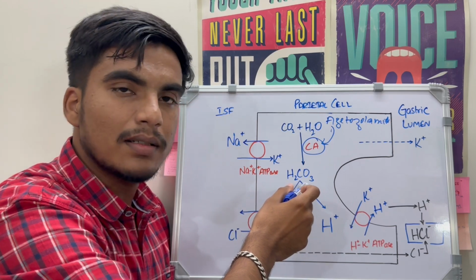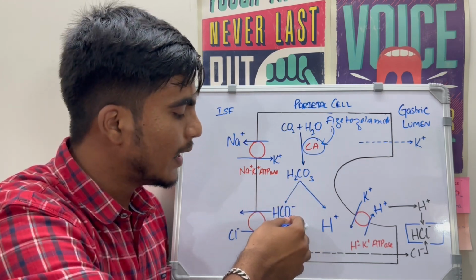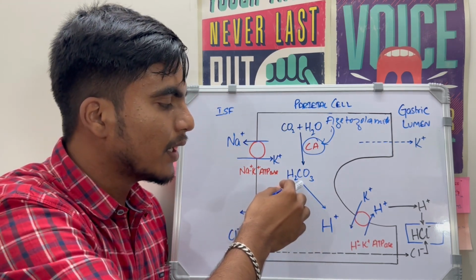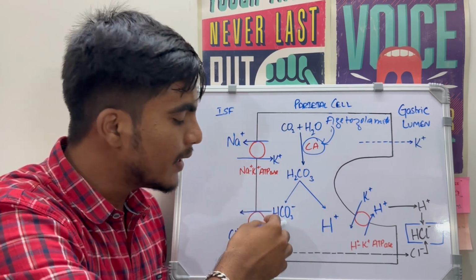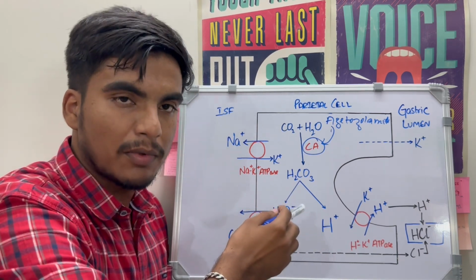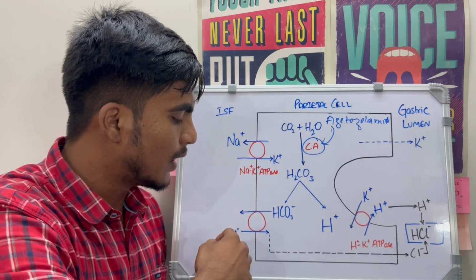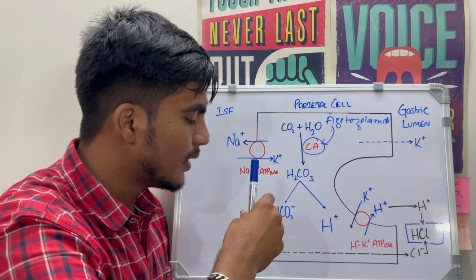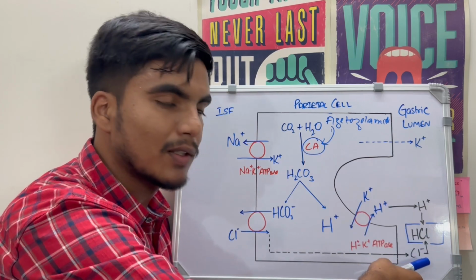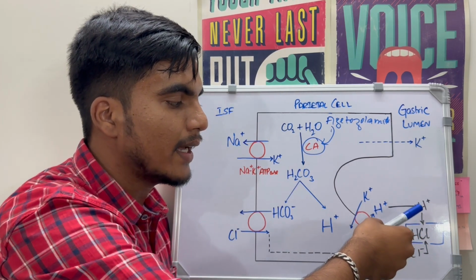So carbonic acid breaks into H+ ion and HCO3- ion. Carbonic acid gives bicarbonate. The bicarbonate from the cytoplasm of the parietal cell gets into the interstitial fluid. In exchange, we get chlorine, right? So chlorine from the cytoplasm gets into the gastric lumen, combines with H+ and gives HCl.